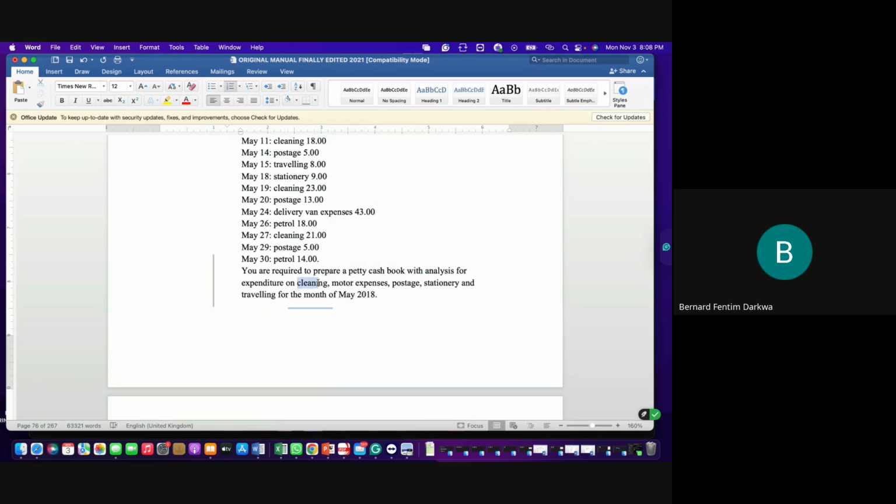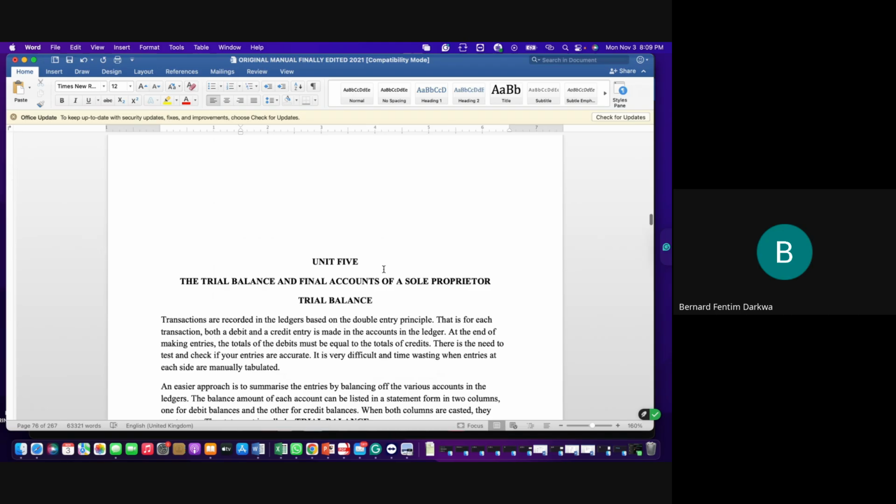on cleaning. So sometimes some questions will give you the headings to create. So create cleaning as a column, motor expense column, postage column, stationery column, and T&T, traveling, for the month of May. So these are the headings that the question wants you to write. After that, you make the recordings in it.